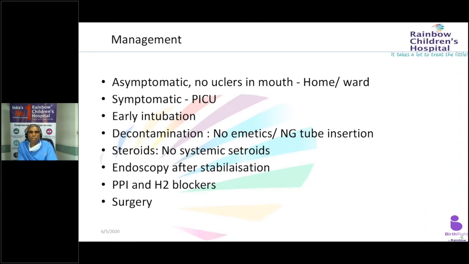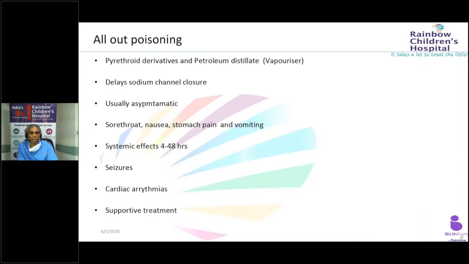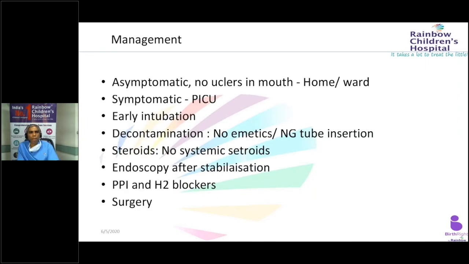And in terms of decontamination, as I already mentioned, there's no role of emetics in our day-to-day practice, and we should not insert the NG tube as it might damage the esophagus, which has already been damaged by the corrosives. There is no indication to use the systemic steroids in corrosive poisoning. Once the child is hemodynamically stable, we should consider the endoscopy to assess the severity of the damage to the esophagus and stomach. And the proton pump inhibitors and H2 blockers can be started. If they develop any evidence of peritonitis with gastric perforation, early surgery is warranted.